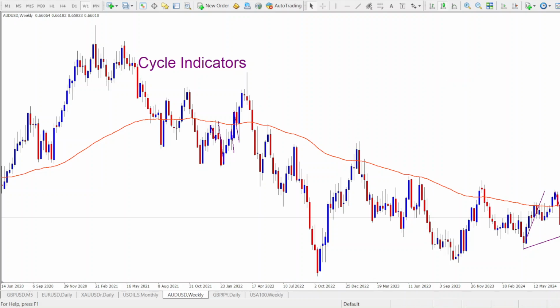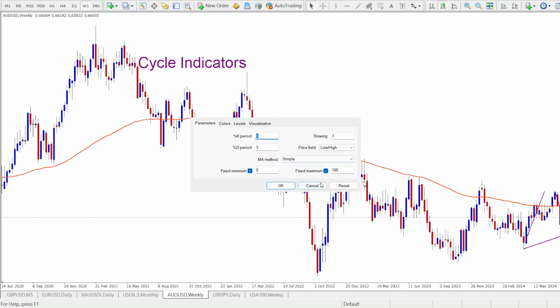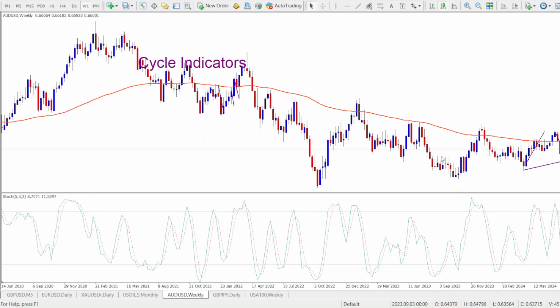Now, the second indicator on our list is the stochastic oscillator. This indicator compares a currency pair's closing price to its price range over a specific time period. What makes the stochastic oscillator useful for cycle analysis is that it can show us when a currency pair is overbought or oversold, which can often signal the start of a cycle reversal.